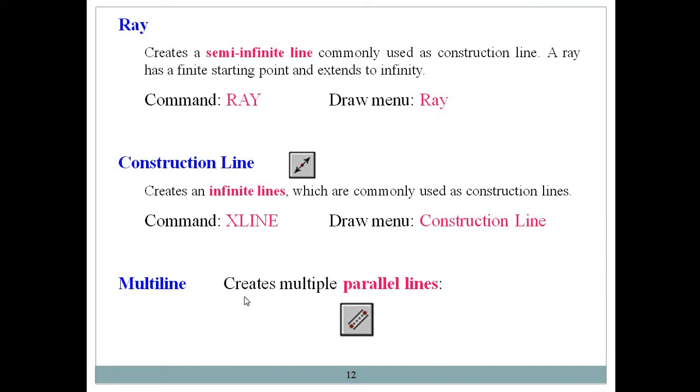Then go to the Draw menu and create multiple parallel lines. These are the multiple parallel lines. This is the multiline. This is the construction line, or infinite line. The symbol used in the command window is XLINE, and for parallel lines it is MLINE, that is, multiline. These are the symbols used for construction line and multiline.